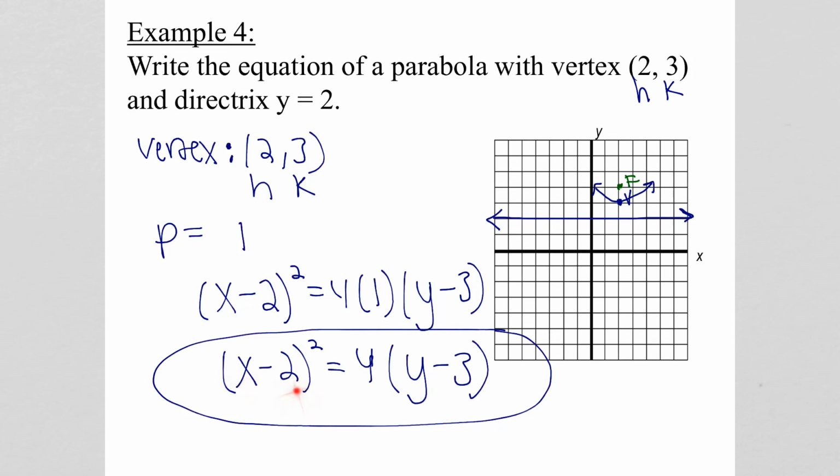You do not have to FOIL this out. This is the standard form, so you want to keep it in this form. Okay, this is your answer for example 4.